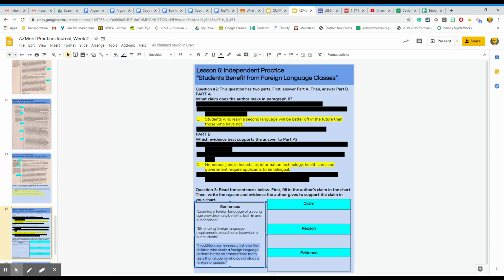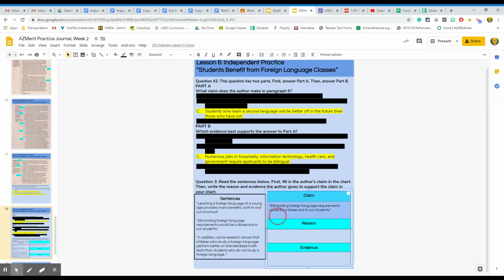This just shows us examples. And then this one says eliminating foreign language requirements would be a disservice to students, or learning a foreign language at a young age provides many benefits both in and out of school. Okay. Out of these two sentences here, sentence 2 is actually the claim. Eliminating foreign language requirements would be a disservice to our students. That's the claim because the author's whole purpose of this text is to persuade students to take foreign language classes. And they're saying if you get rid of these foreign language requirements, that would be a disservice or something bad to do to our students.